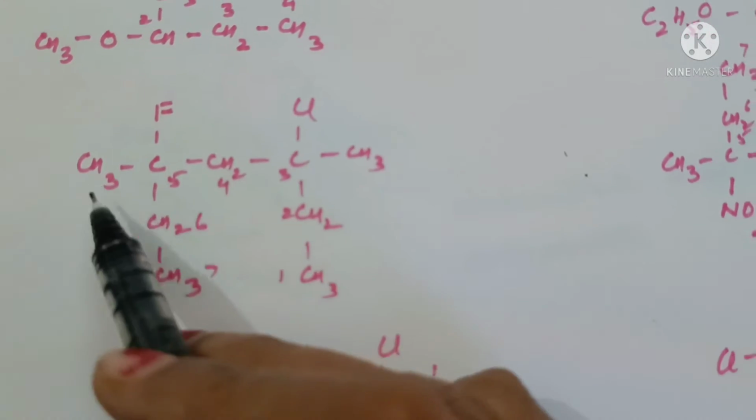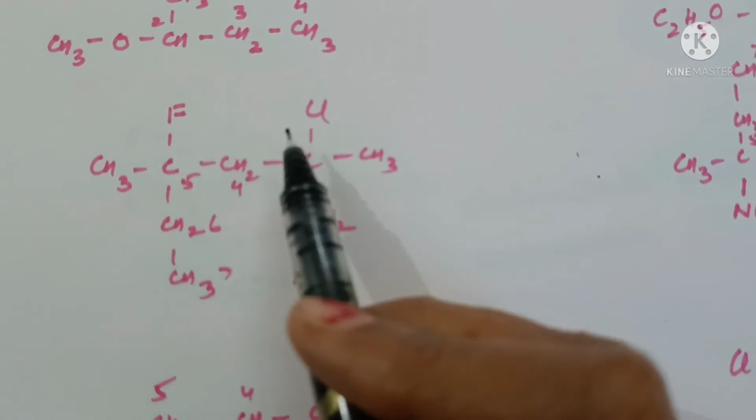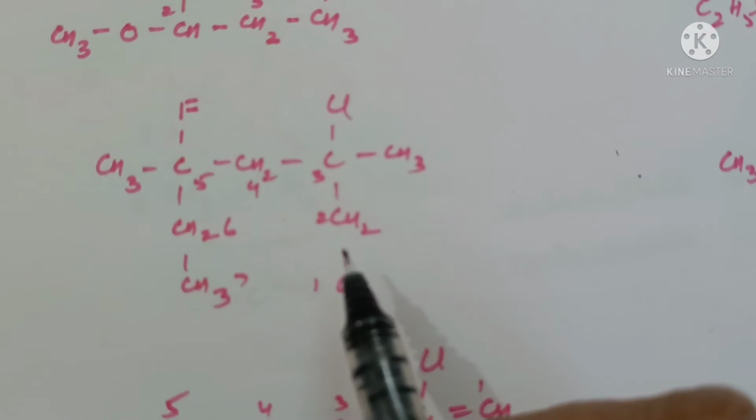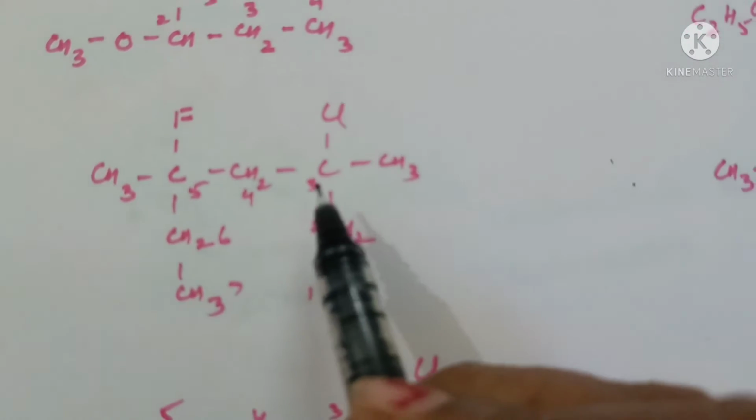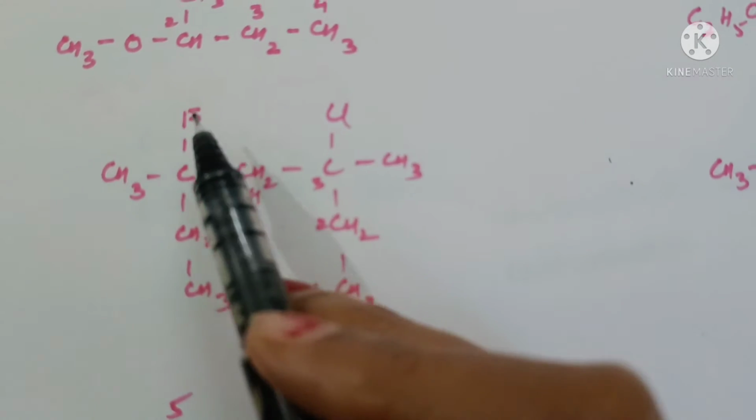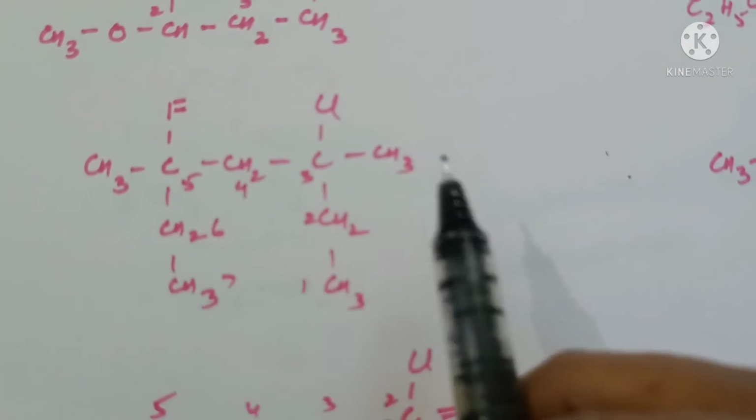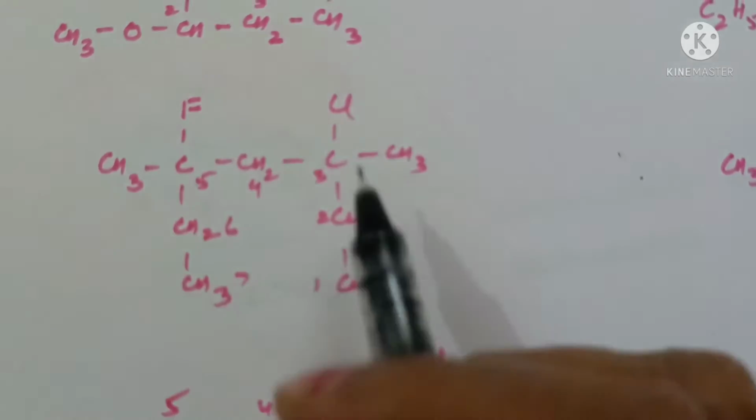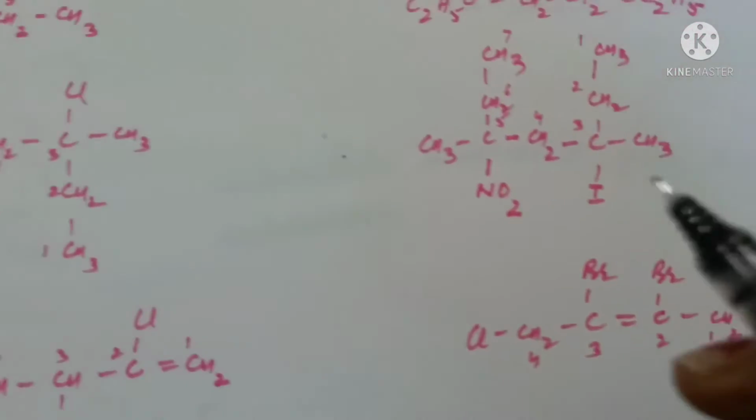This compound will be, we have a chain of 7 carbon atoms, 1, 2, 3, 4, 5, 6, 7, and we have 2 methyl groups, fluoro and a chloro group attached. So because C comes first, so 3-chloro, 5-fluoro, 3,5-dimethyl heptane will be the name.